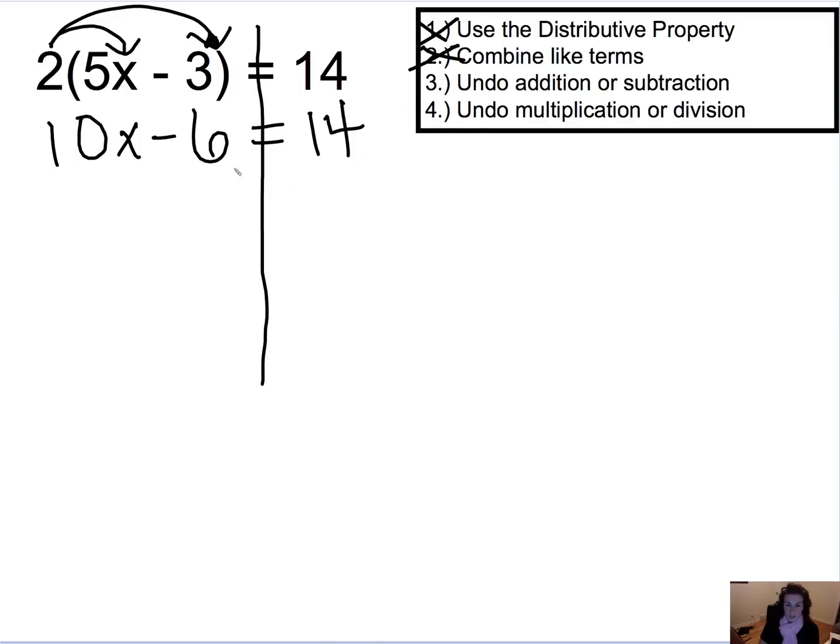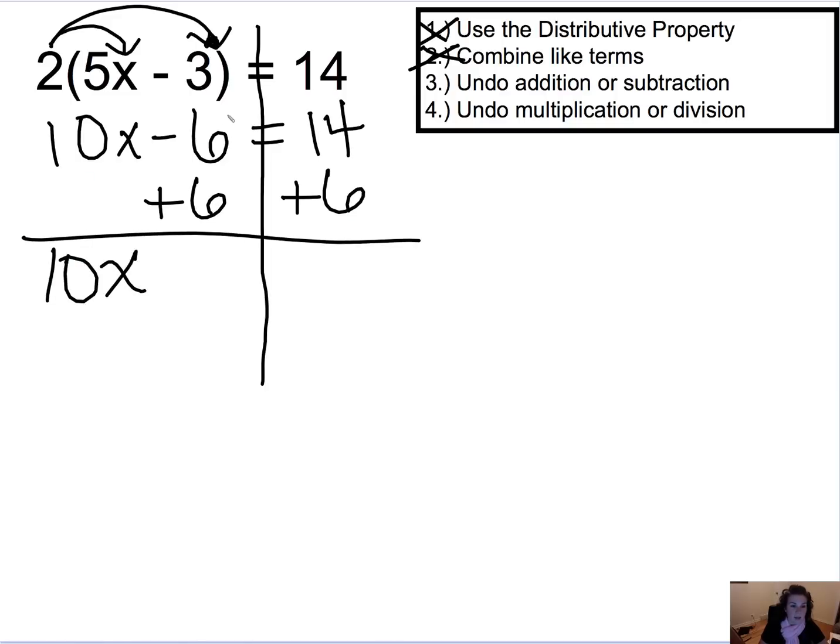Step 3 is undo addition or subtraction. Well, look on the side with the variable. The variable's on the left, as well as a 10 and a 6. Since the 6 is attached with subtraction, that's the number I want to move first. And since it's minus 6, I'll do the inverse and I will add 6 to both sides. Bring down the 10x. The negative 6 plus 6 cancels. Bring down the equal sign, and 14 plus 6 is 20.